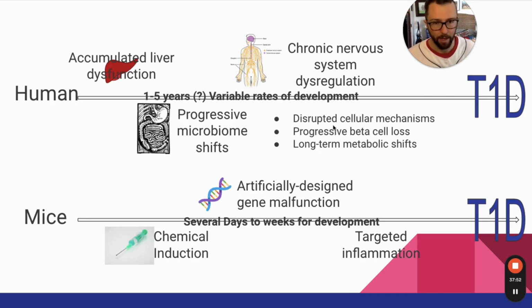Disrupted cellular mechanisms, progressive beta cell loss, long-term metabolic shifts, right? The longer that timeline gets, the more complicated understanding and retracing the exact steps of what happened and all the adjustments that were made gets. And this is compared to the mice timeline here at the bottom. And this is near instantaneous.